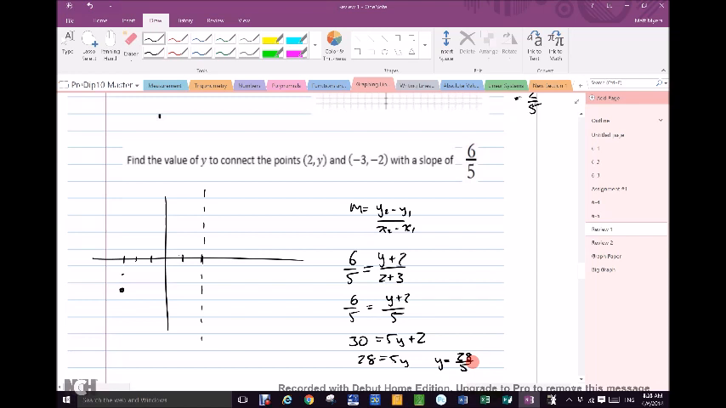Did I do that wrong? Yeah, I think you did. You forgot to distribute the 5 to the 2. I forgot to distribute the 5 to the 2. Right. What a maroon. I got you slipping this time. 30 equals 5y plus 10, so 20 equals 5y. y equals 4.